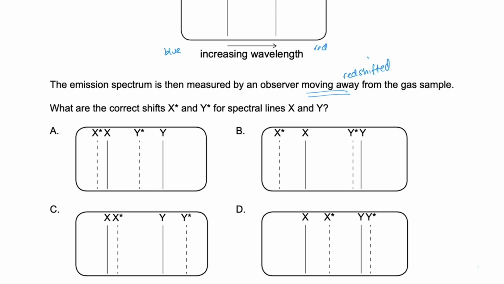Which are the correct shifts X star and Y star for the spectral lines X and Y? We know the lines for X star and Y star are going to be on the red end of the spectrum, so they're going to be on the right hand side of the original lines. That rules out A and B, and now we have to decide which one, C or D, is the answer.